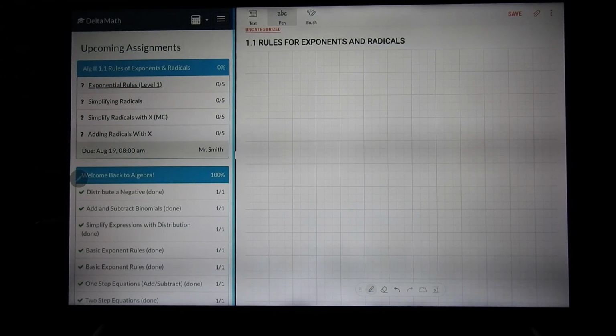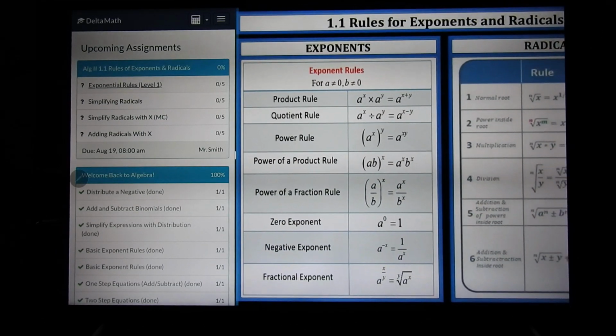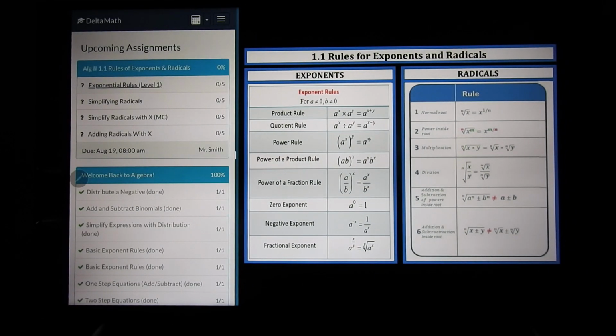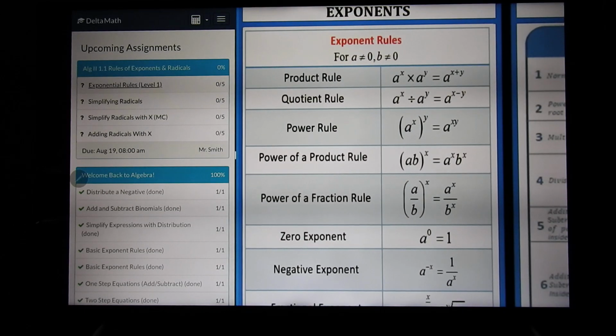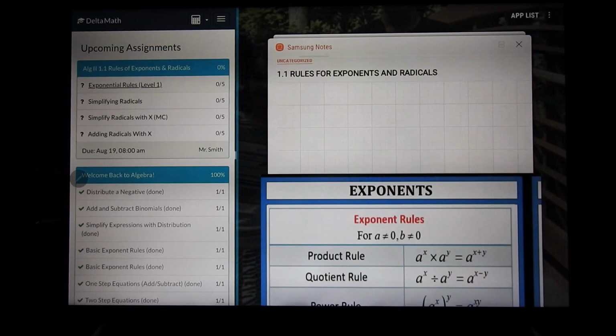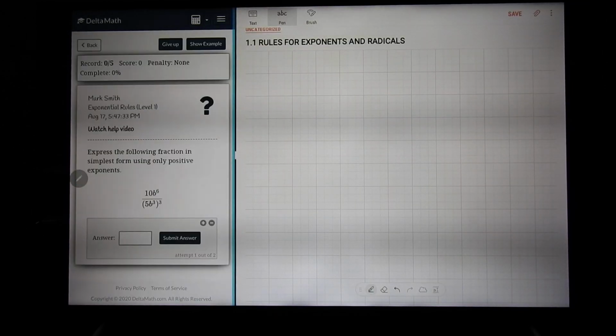None of these problems are difficult, but you will have to remember your exponent rules, and there's this handy little cheat sheet, and it's on both CTLS and on my blog. Okay, so we're going to look at exponents here, and we have exponential rules. Let's get to our first problem.